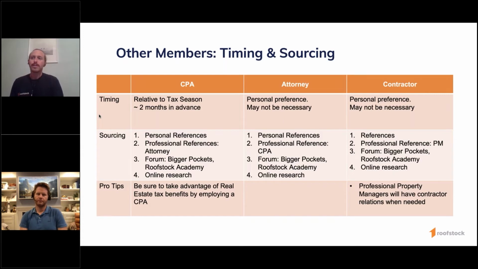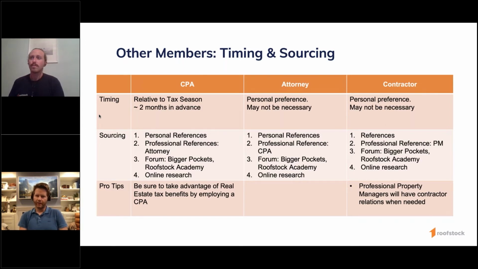I use one semi-regularly. I have her review documents. I talk to her about strategy and structure of entities. And so again, sourcing is like we've talked about before. Personal references are great. Professional references, oftentimes attorneys and CPAs play along nicely with one another and can often recommend ones that they've worked with in the past. And then of course, BiggerPockets, forums, Roofstock Academy, and then online research.